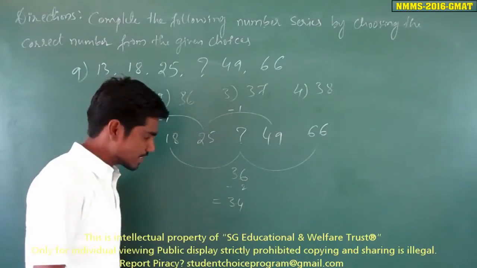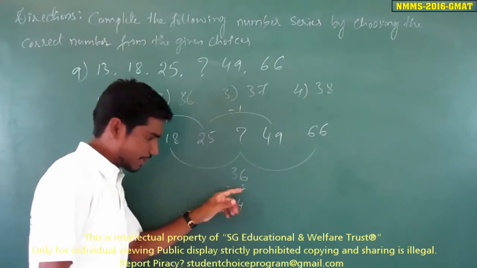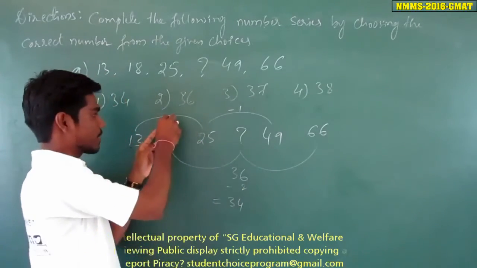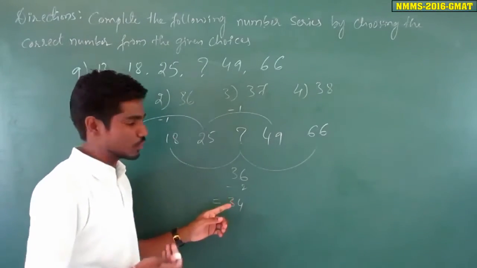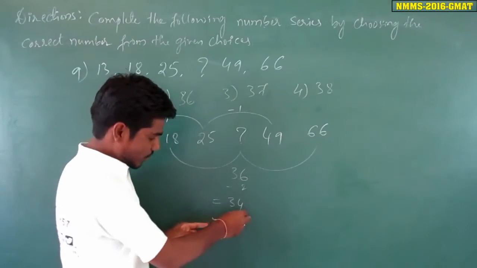Well friends, you may ask me, why did I consider minus 2 here, though I have considered minus 1 over here? So this is what the right idea at the right time means. You should get the right idea at the right time to solve such kinds of problems. So it is 34.